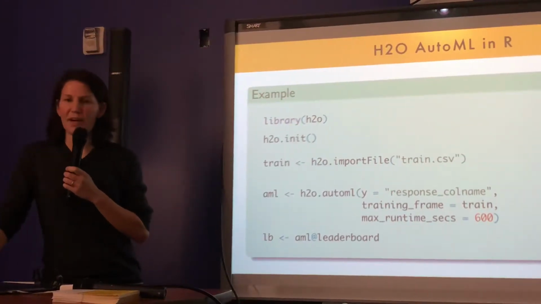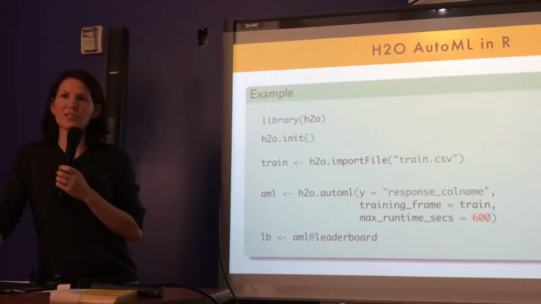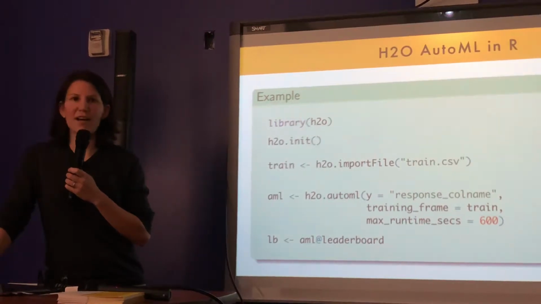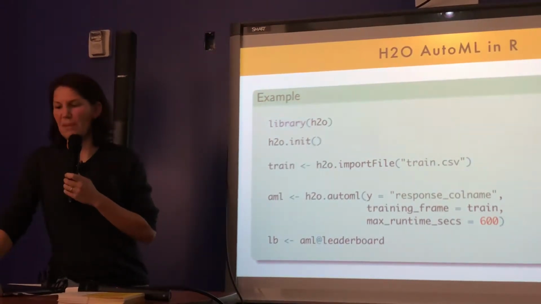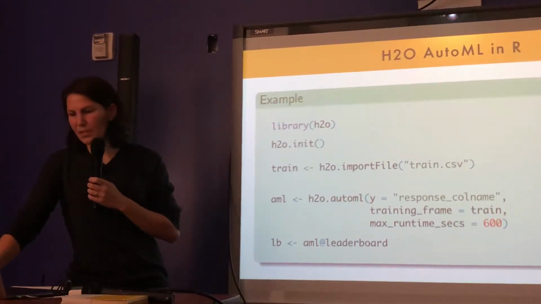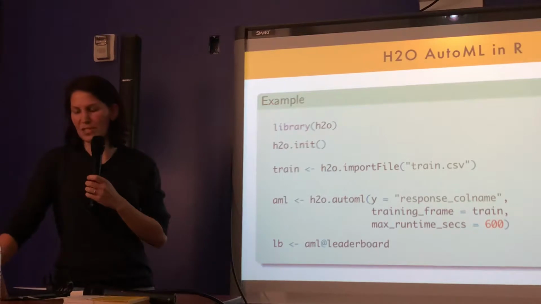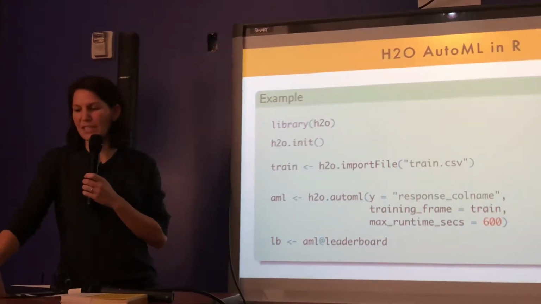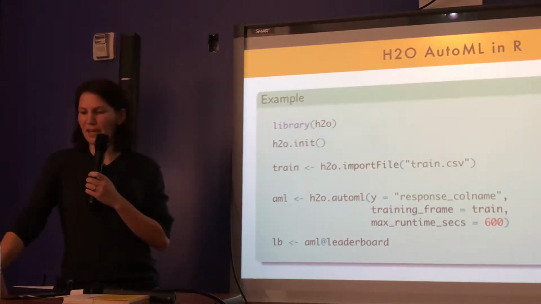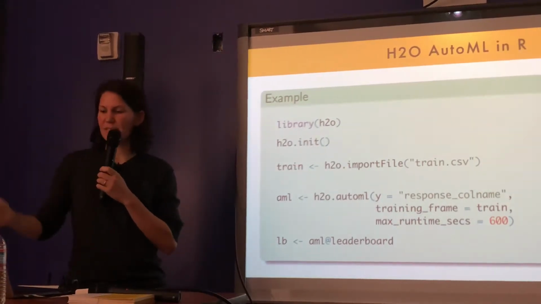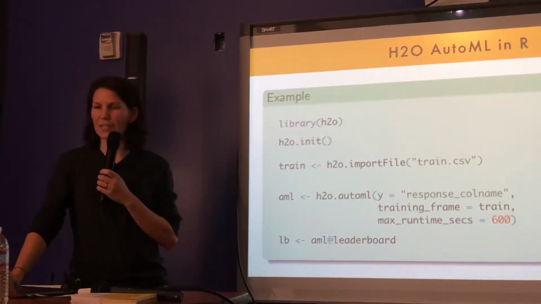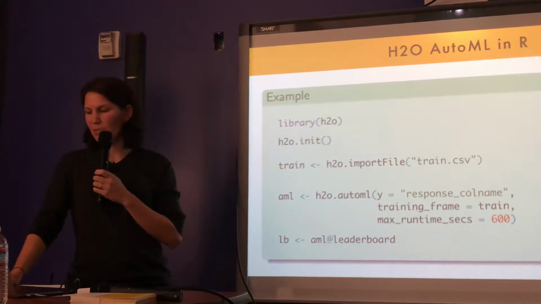If you have data in HDFS or on S3 or an Avro file or an ARFF file or all these different formats we support. So you load your training data, and then you specify these few things that I mentioned that you need to do. To tell it what your training data is, then what the name of the column that you're trying to predict is, and then in this case I'm saying run for 10 minutes and then stop. And then once you're done, what you want to look at is your leaderboard, and I'll show you a picture of what a leaderboard is in a minute.